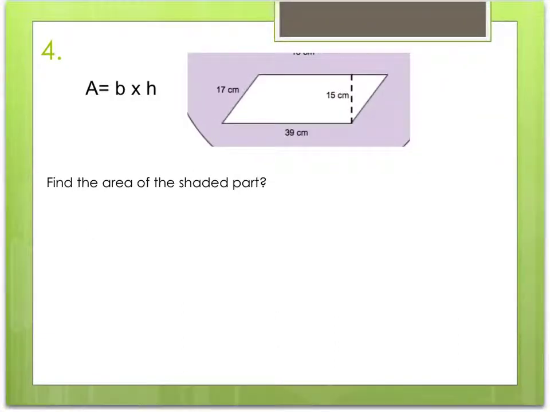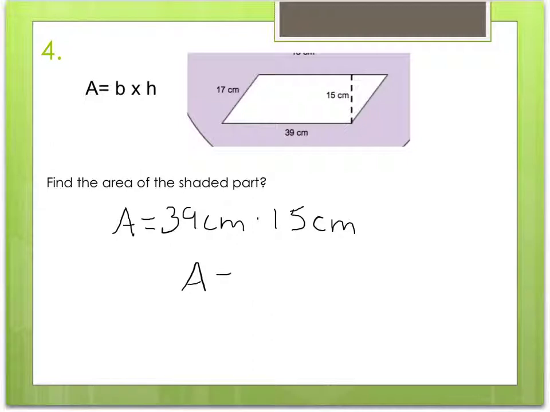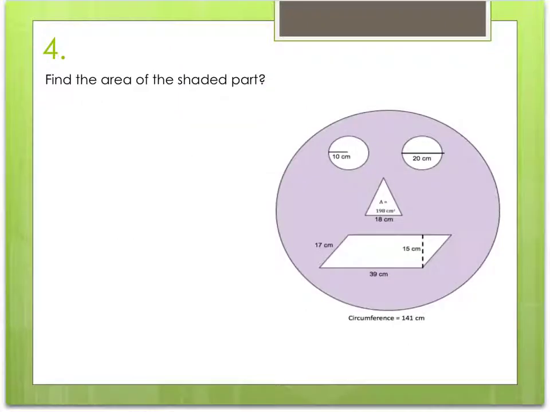Now we are going to calculate the area of the parallelogram, or the mouth, on the face. So remember that the area of a parallelogram is equal to base times height. And our base for the parallelogram is 39 centimeters, and our height is 15 centimeters. So area is equal to our base of 39 centimeters times our height, which is 15 centimeters, which gives us an area equal to 585 centimeters squared.